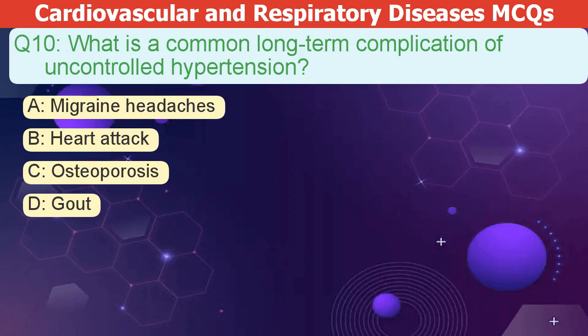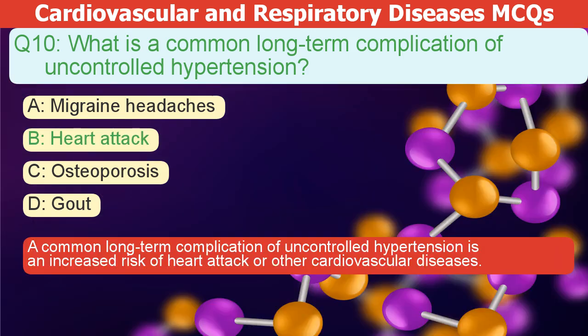What is a common long-term complication of uncontrolled hypertension? A. Migraine headaches. B. Heart attack. C. Osteoporosis. D. Gout. The correct answer is B. A common long-term complication of uncontrolled hypertension is an increased risk of heart attack or other cardiovascular diseases.